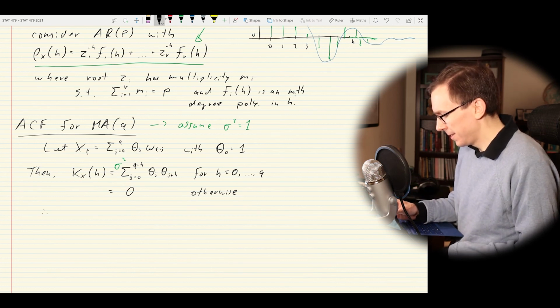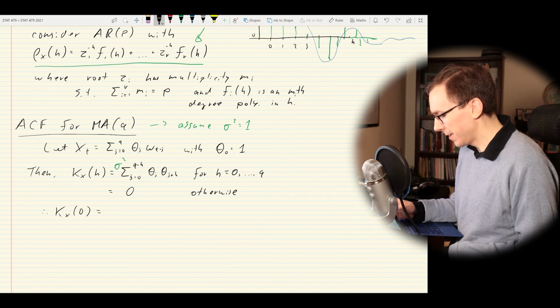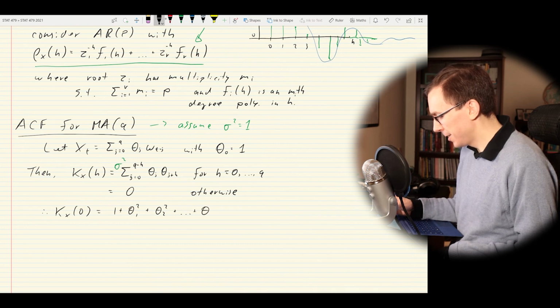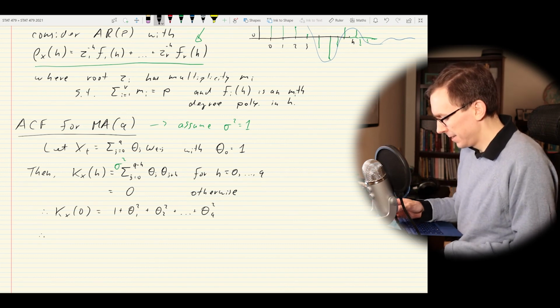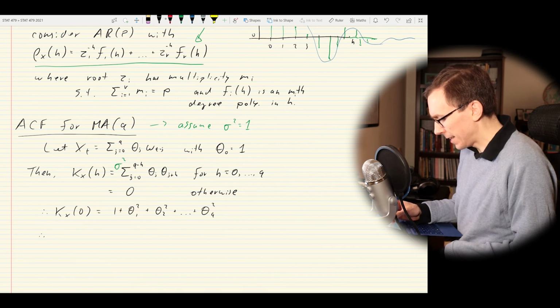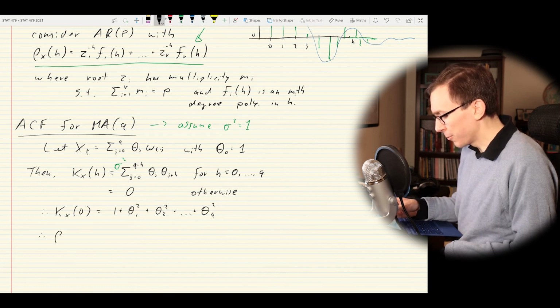So what I'll say is, therefore, we have k_x at 0 is just going to be 1 plus sigma 1 squared plus sigma 2 squared, all the way up to sigma q squared. And we get that the autocorrelation function at lag h is going to be, well, the ratio of these two things.